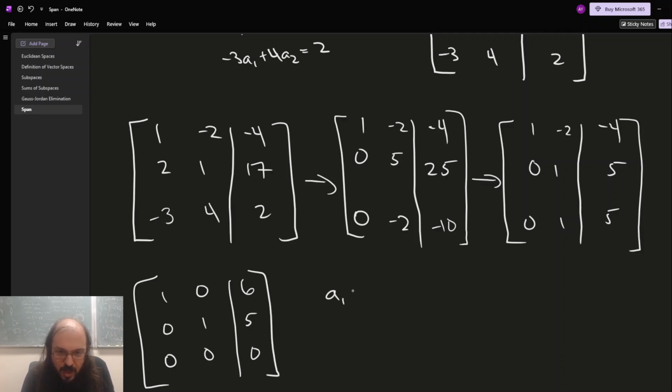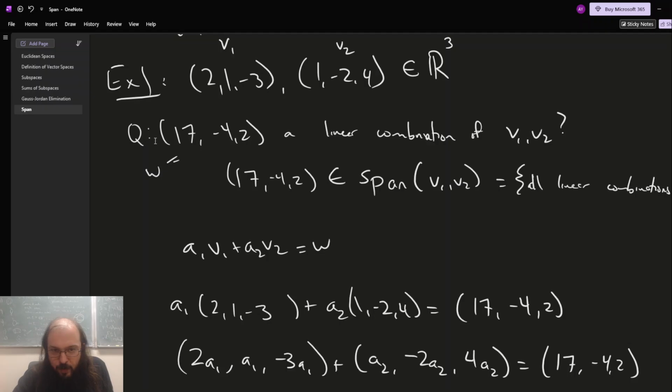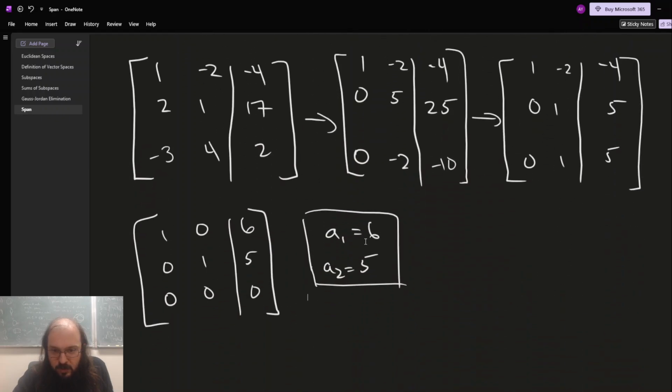So this represents A1 equals 6, A2 equals 5. Because this column is the A1s, this column is the A2s, 0 on the bottom. And so this says that it's possible. We succeeded in answering this question in the affirmative. 17, -4, 2 is equal to 6v1 plus 5v2. Okay, I know these take a little while, but I don't want to just go through this too quickly. I want to show also what happens if I pick something where it doesn't work.